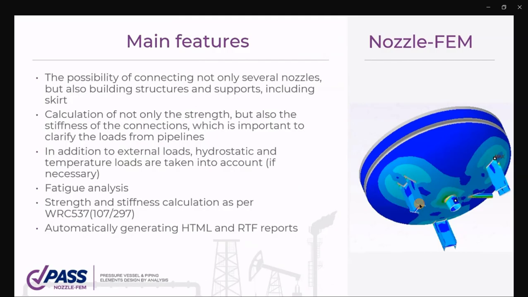The program calculates not only the strength, but also the stiffness of the connection, which is important to refine the loads from pipelines. In addition to external loads, hydrostatic and temperature loads are taken into account if necessary. The program can perform fatigue analysis. If the application conditions are met, it can additionally perform the calculation according to VRC, automatically generating HTML and RTF reports.